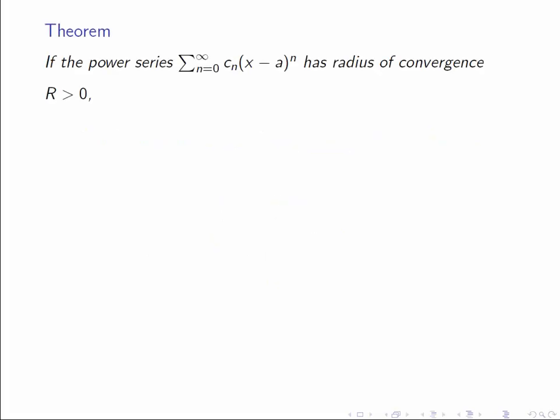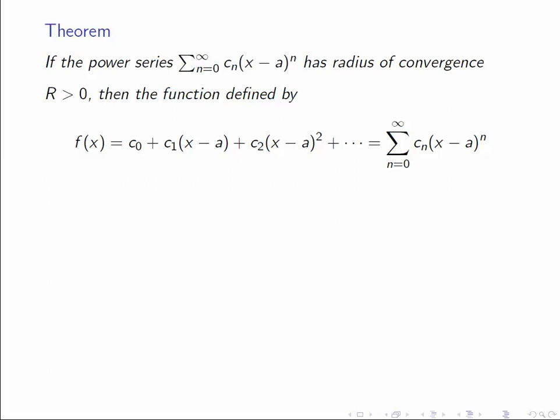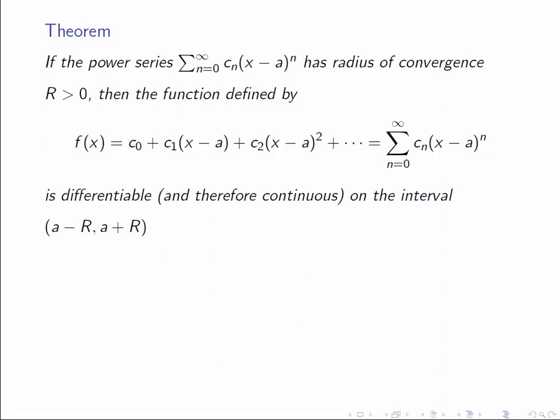So let's consider a power series centered at a with radius of convergence R. Then this defines for us a function whose value is the sum of the series where it converges. The main theorem says that this function is differentiable, and therefore continuous, on the open interval from a minus R to a plus R. So this is essentially the interval of convergence of the original function, not worrying about the endpoints.